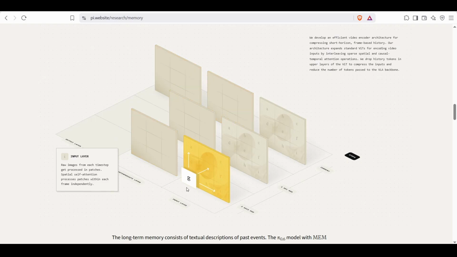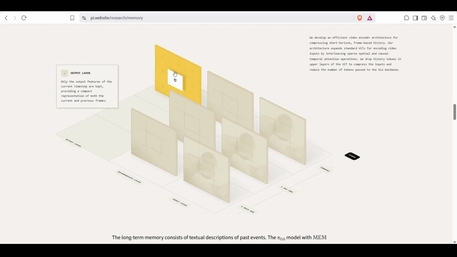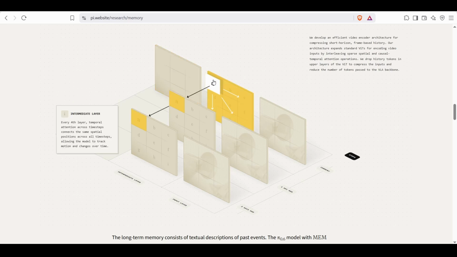They don't care about 2 seconds ago or 1 second ago. They only care about the current one. That's because at the end of all these layers, they should, as they say here, have a compact representation of the current frame and its previous frames, because they temporally compacted them using the temporal attention.